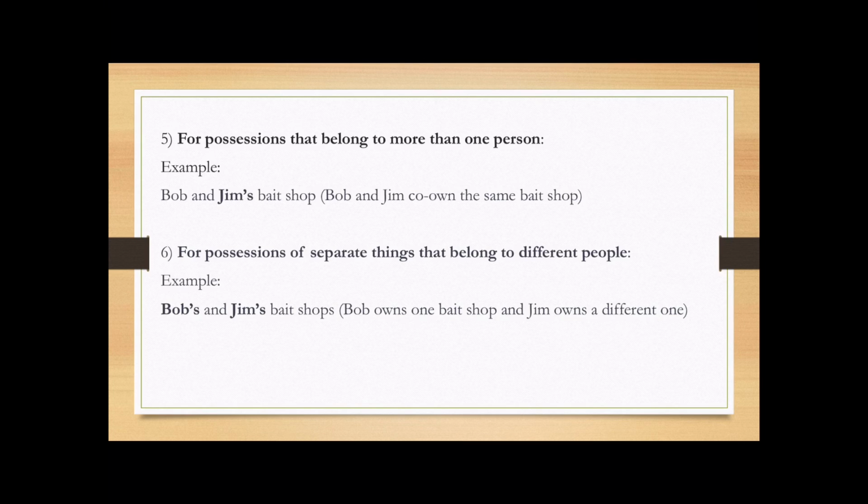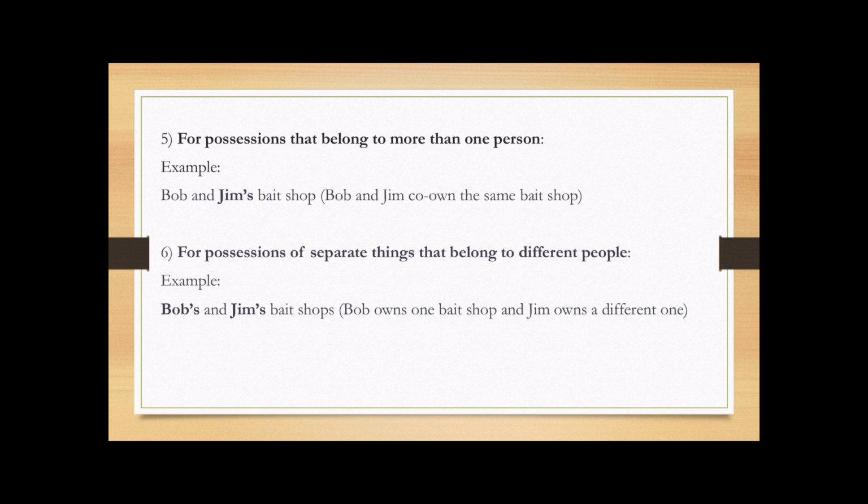So let's see example number 6. For possessions of separate things that belong to different people, what are we going to do? Okay, we have the same example. Bob's and Jim's bait shops. What does this mean? Okay, easy. Bob and Jim have different bait shops. They have one each. So when you place apostrophe s in both subjects, that means that you are trying to refer that they have different possessions.